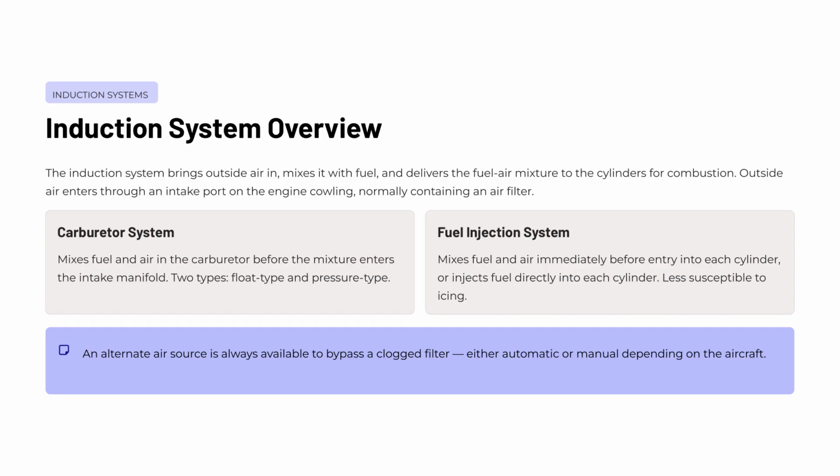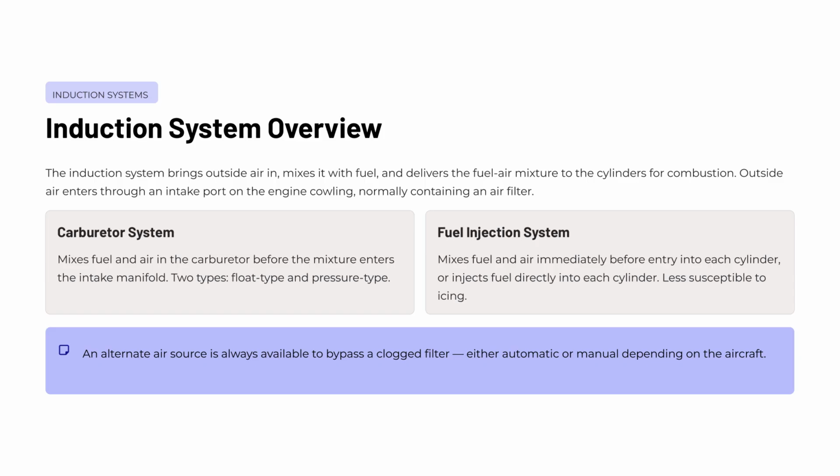The induction system is responsible for getting the right mixture of air and fuel into the engine's cylinders for combustion. Outside air enters through an intake port on the engine cowling, which typically includes an air filter to keep contaminants out of the engine. There are two main types of induction systems you'll encounter in general aviation aircraft.